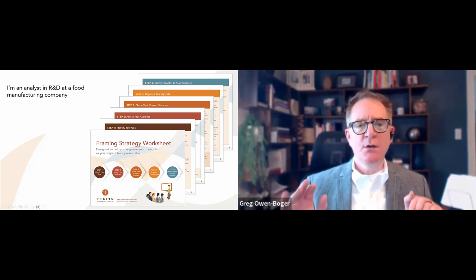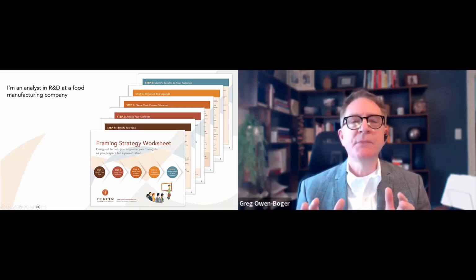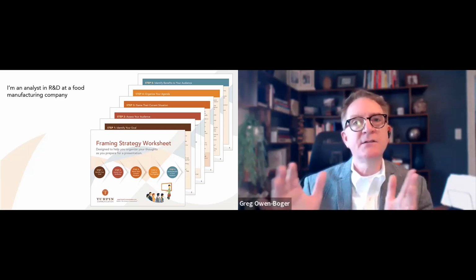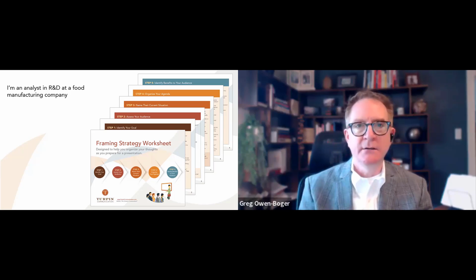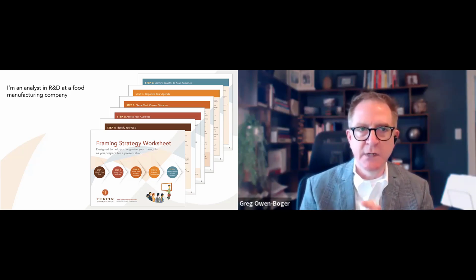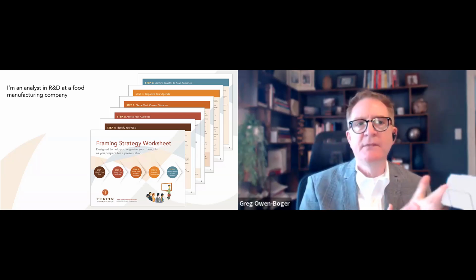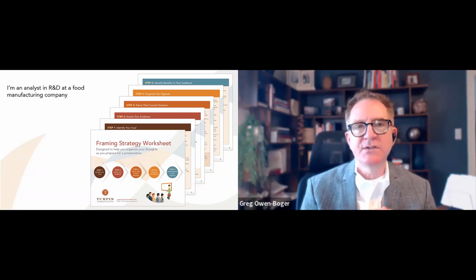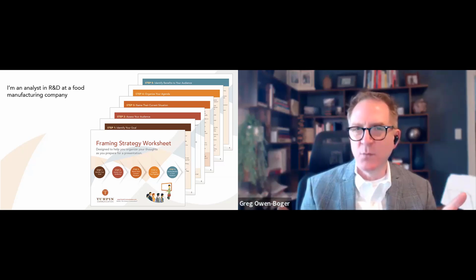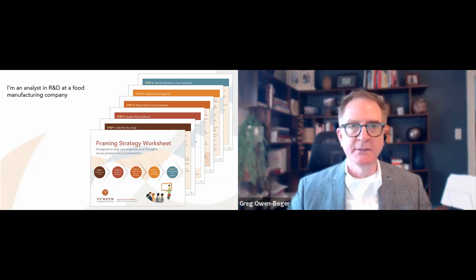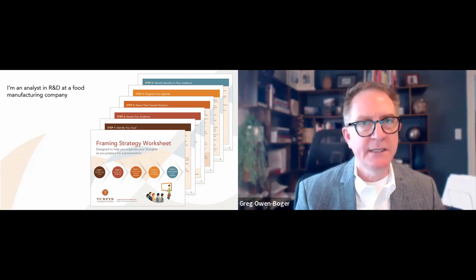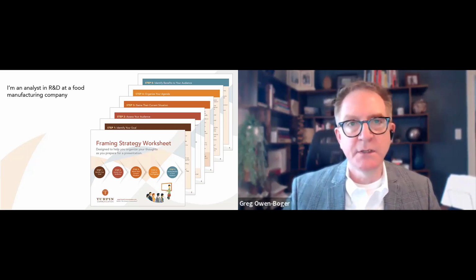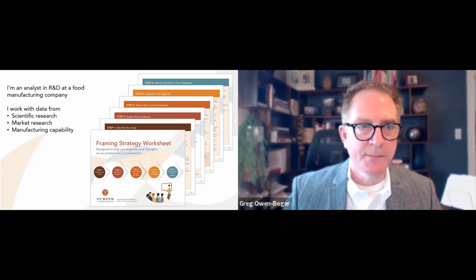So in order for this to make sense, we're going to introduce you to a little story, and Dale is going to walk us through each step of this tool, and then I will layer in story components. So that's what I'm going to do right now. Let's say that I'm an analyst in research and development, and let's say that I work for a food manufacturing company. So, like many of you, I'm an expert. I am highly technical, but yet I still have to communicate with people throughout the organization.